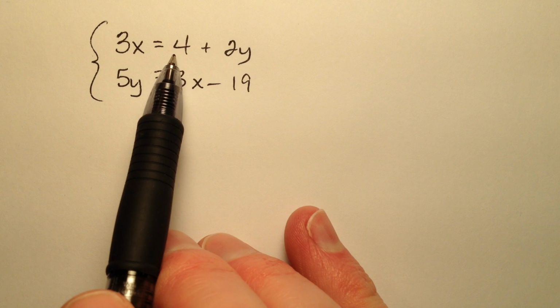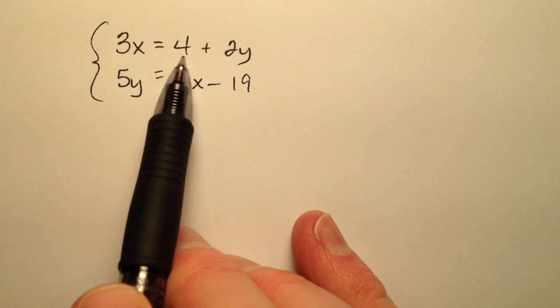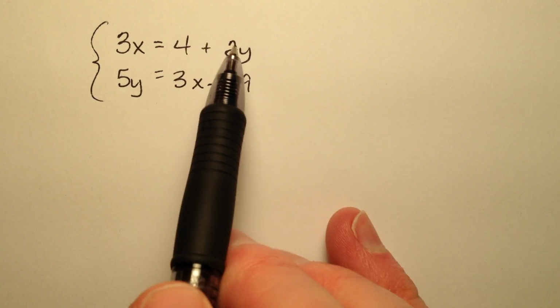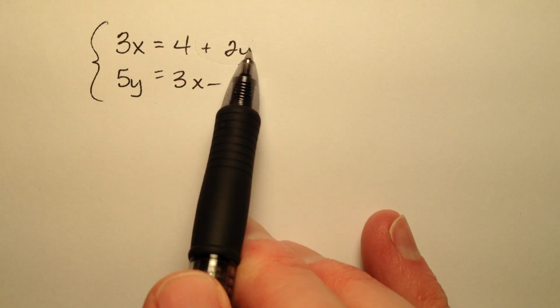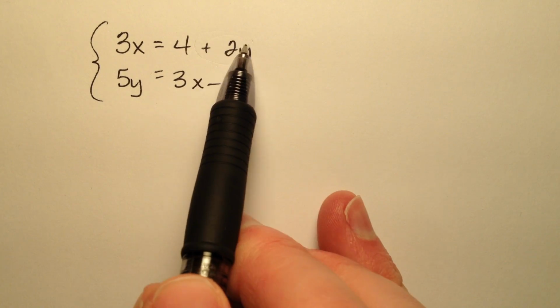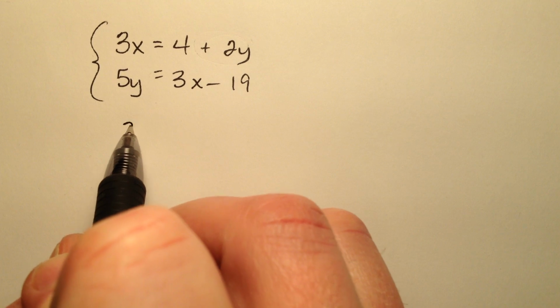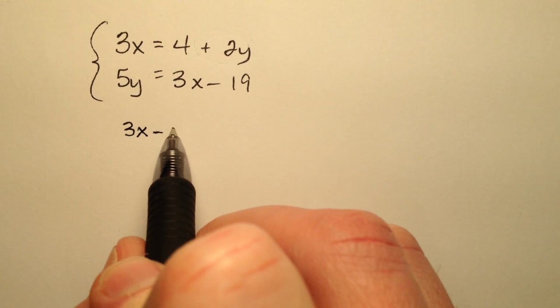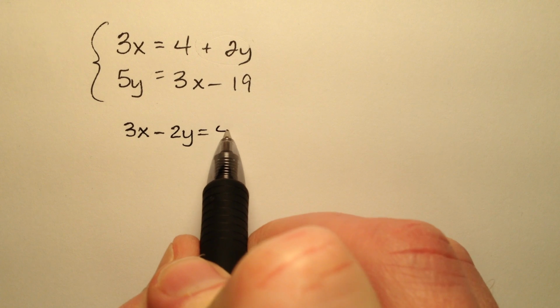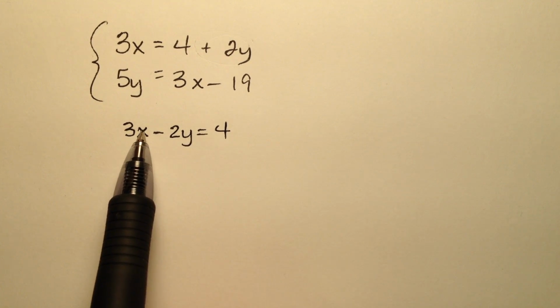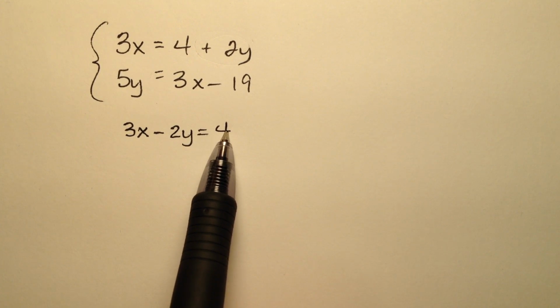So I want the constant to be all by itself on the right side, and this 4 is on the right side, but we have this plus 2y. So we're going to subtract 2y from both sides. So I'm going to rewrite this first equation, 3x minus 2y equals 4. So now I have x, y equals a number.